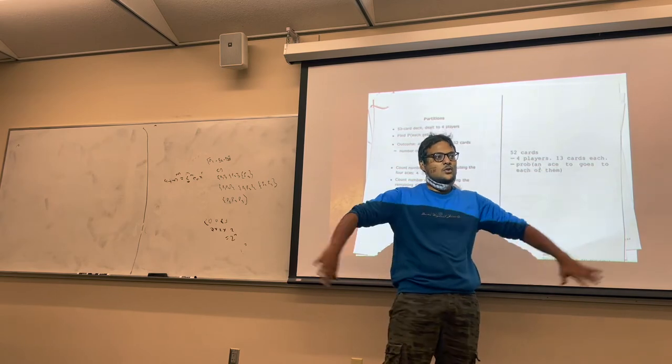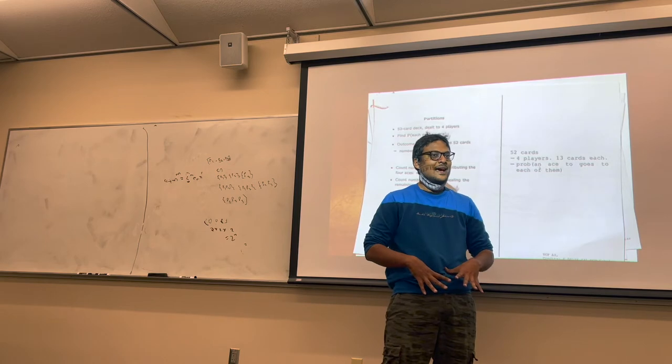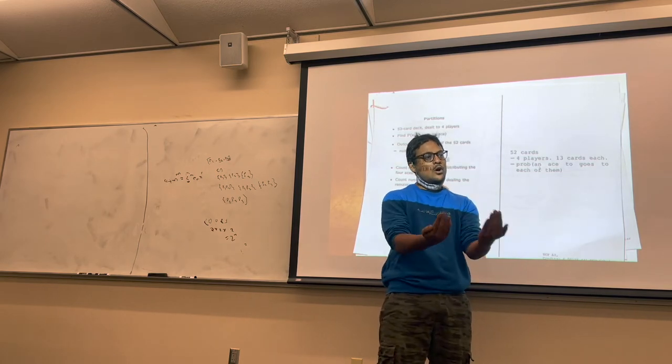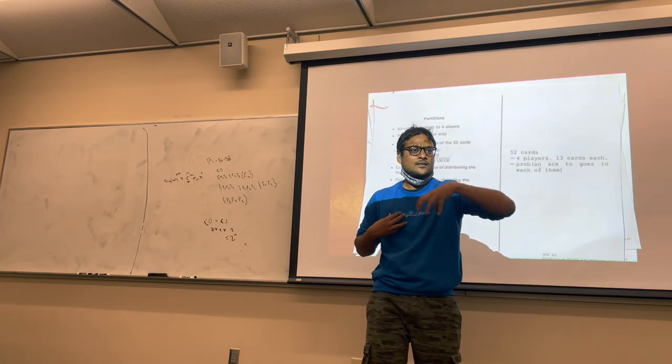So I can distribute all the 52 cards 13 at a time in any possible way, and the aces can all 4 come to me, right? I'm interested in counting the experiments in which one ace goes to each of us.